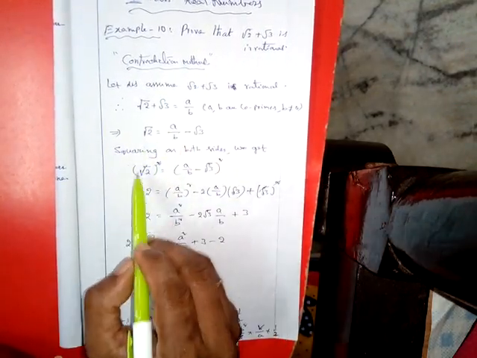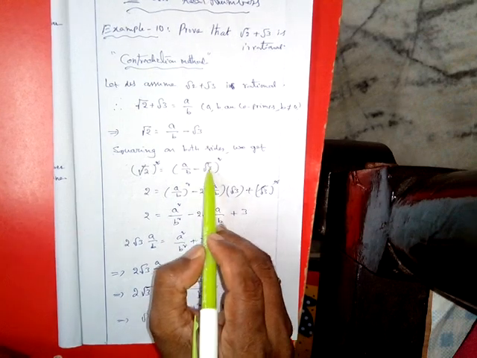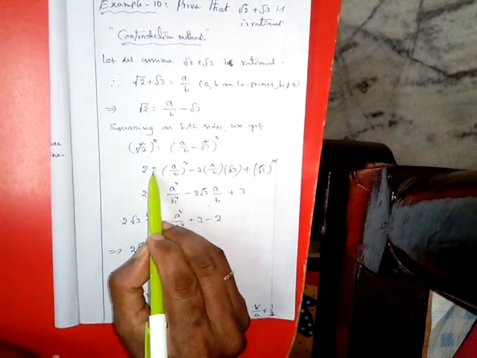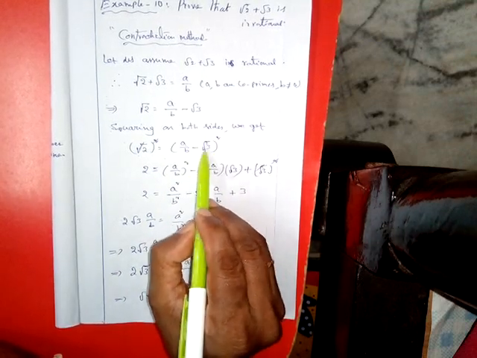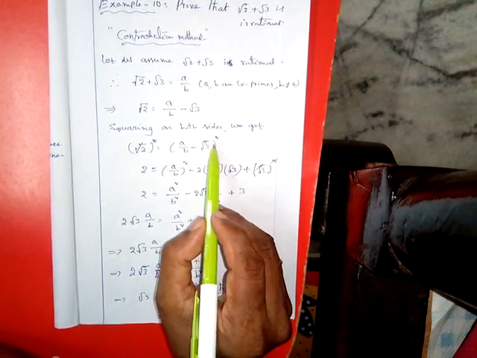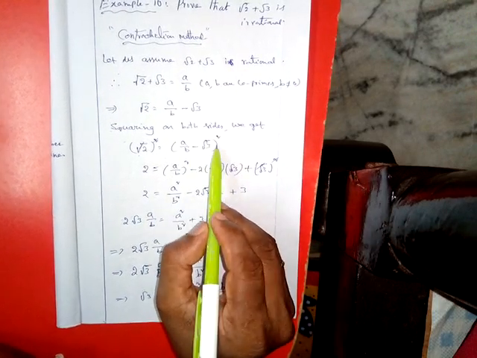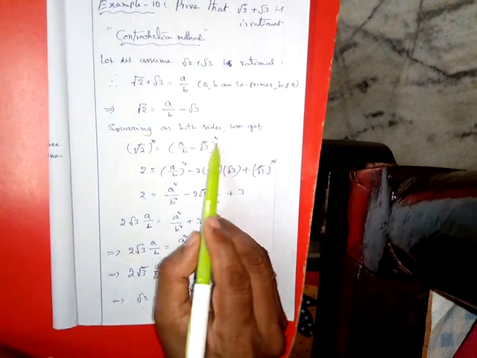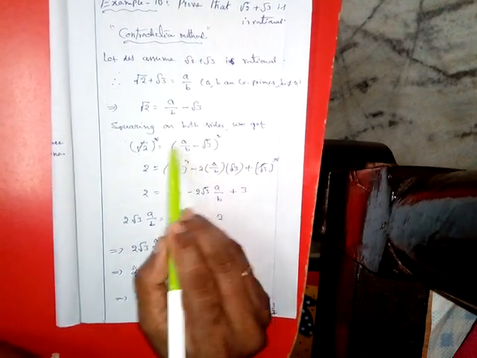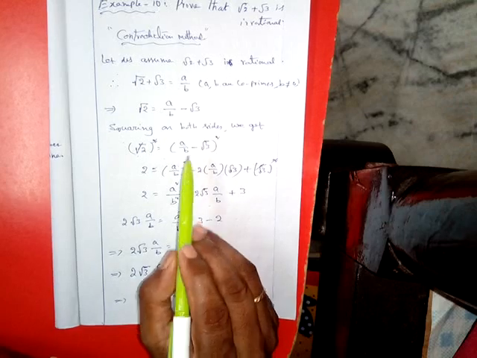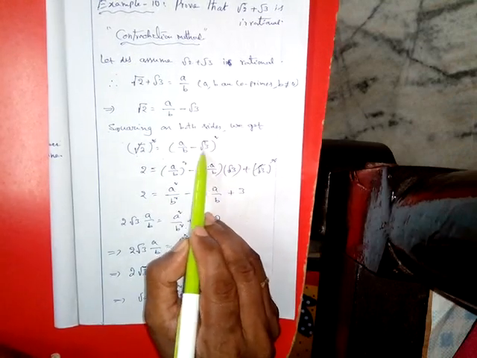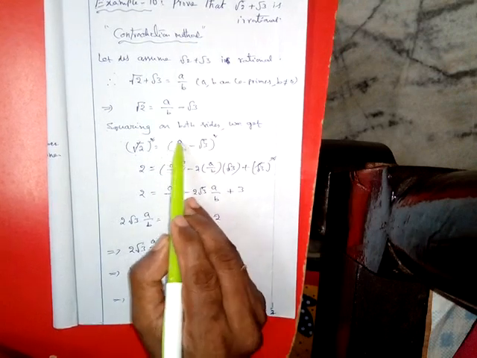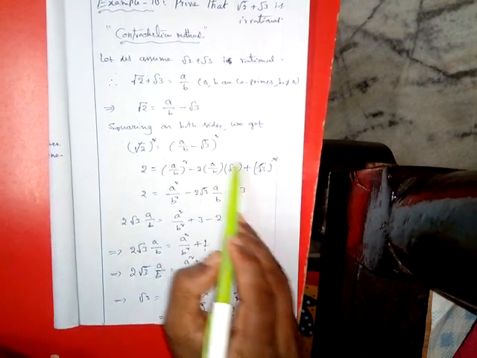Squaring on both sides we get root 2 whole square is equal to a by b minus root 3 whole square. Root 2 whole square means the square root cancels, and 2 remains. The RHS is in the form of a minus b whole square, or x minus y whole square. We know the expansion of a minus b whole square is a square minus 2ab plus b square. So if you expand a by b minus root 3 whole square, a square means a by b whole square, minus 2ab means minus 2 into a by b into root 3, plus b square means root 3 whole square.